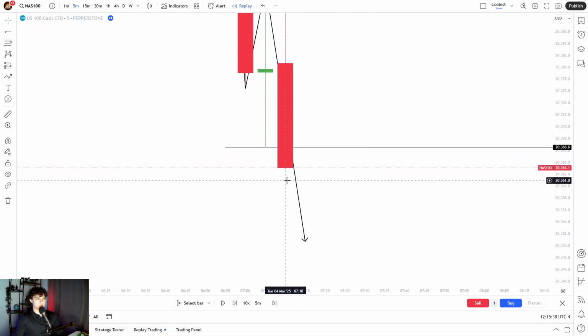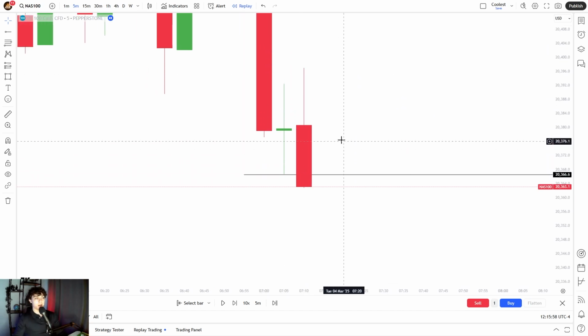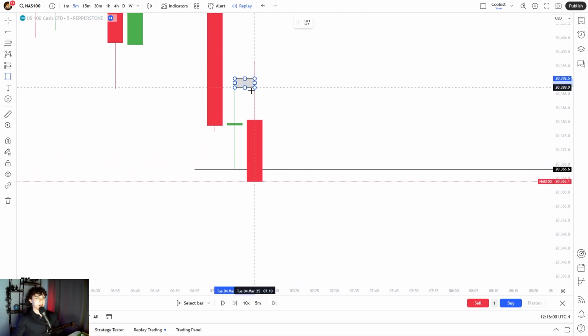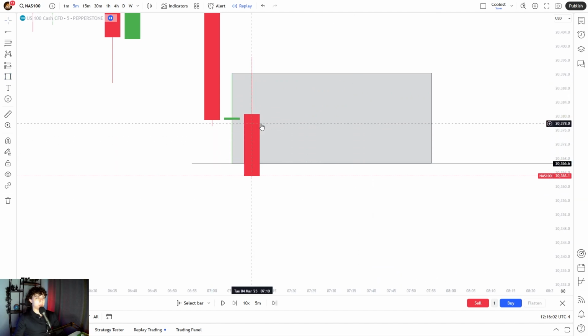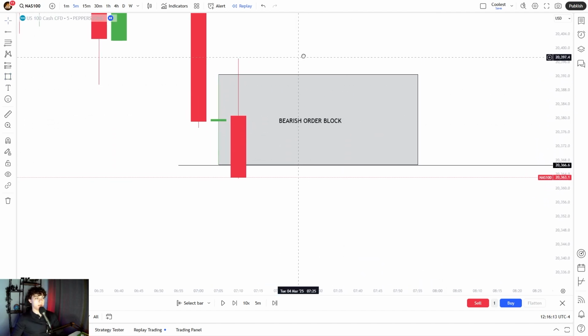Look at this. This is a breakout structure to the downside, and naturally, after every breakout structure, there will be an order block. So currently, we broke structure to the downside. What is this? This is literally the last up candle after the breakout structure to the downside. So this is our bearish order block right here. Order block, OB, whatever you want to call it.